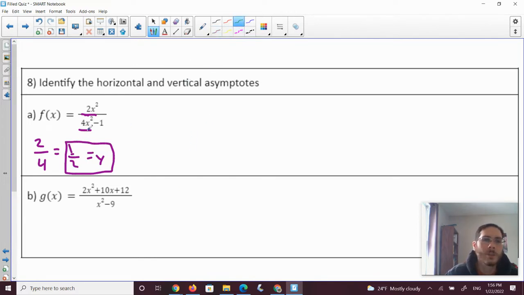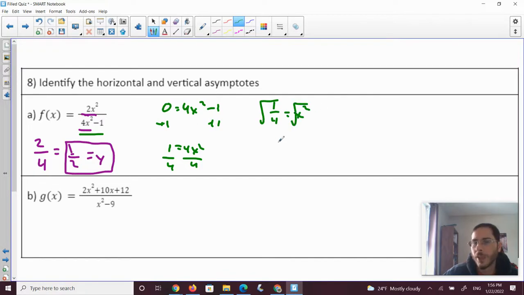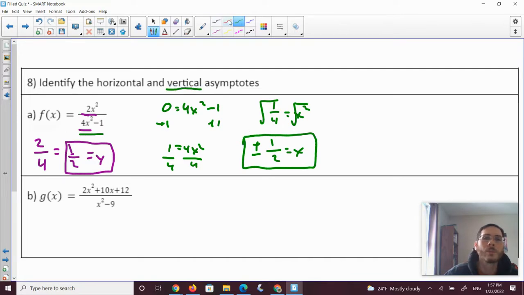To get the vertical asymptote, it's the same as the other questions. What we're going to do is take the denominator and set it equal to 0. 4x squared minus 1, we can add 1 to both sides. So 1 equals 4x squared. Divide both sides by 4. So 1/4 equals x squared. Square root both sides. Square root of 1 is 1. Square root of 4 is 2. And we get our two vertical asymptotes. So the vertical's in green, and I did the horizontal first in purple. So that's what we got.